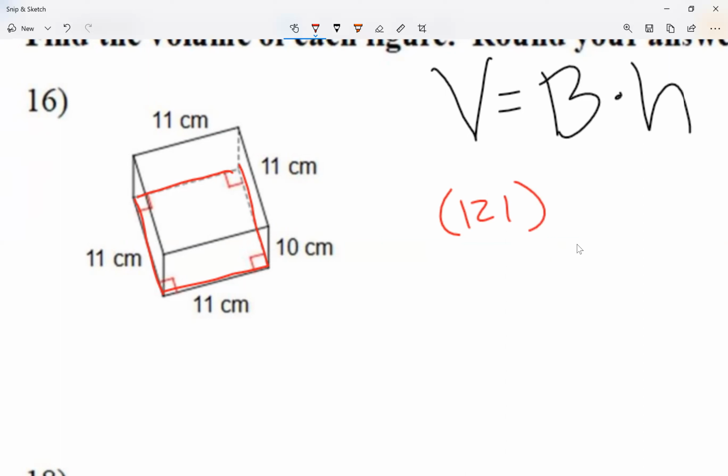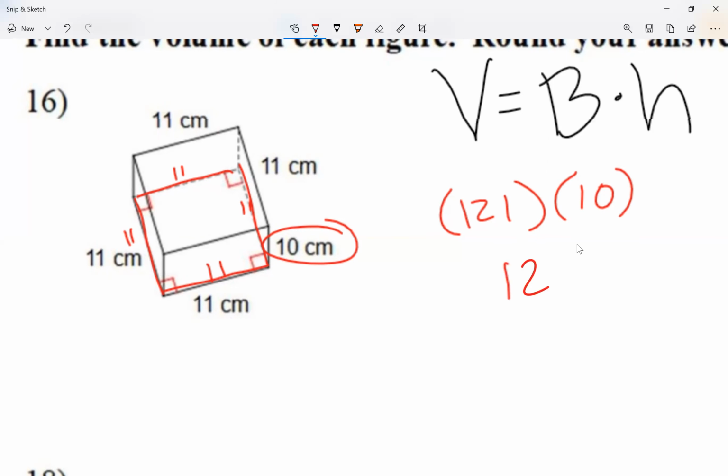Does that make sense? Okay, the base is 121 because I know this side is 11, this side is 11. All the sides were 11, right? What's the height of the prism? The height of the prism is basically the distance between the bases. It is the number that has nothing to do with your bases. Oh, 10. Okay, the height is 10. So I'm going to go the area of the base times the height, 121 times 10. My answer is going to be 1,210.